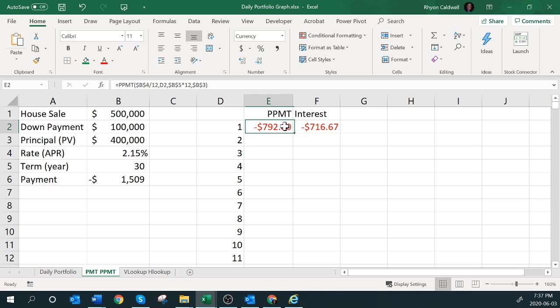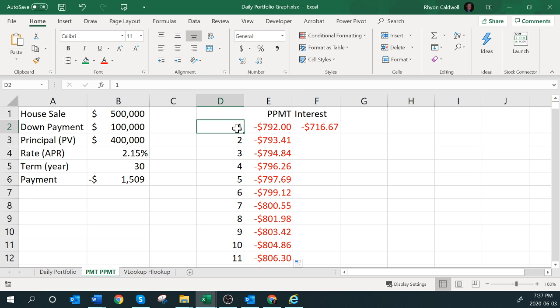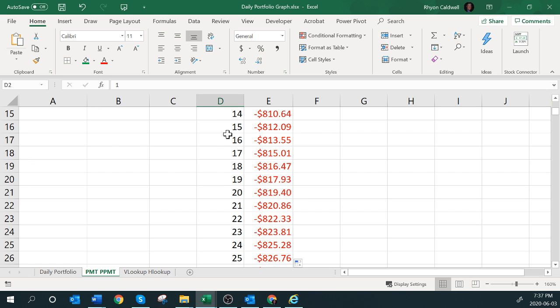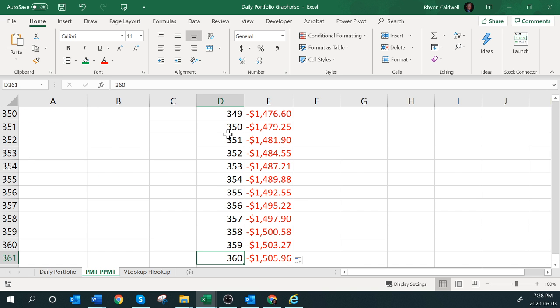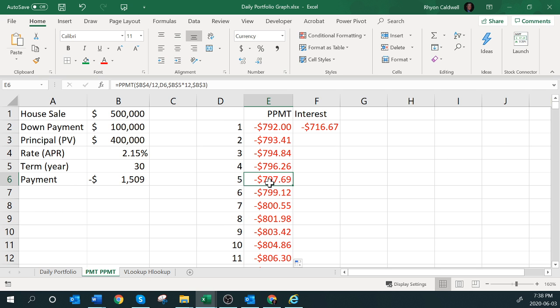All right, what's kind of neat about this is now that I've got this one done, I can just double click on this right here. What I've done over here is put down numbers for each month in the 30 years. So 12 times 30 is a total of 360. If you go down to the bottom of the PPMT, that equals how much principal is going towards your payment at the last payment. So it's 1505.96. Go back up to the top here, and it's 1509.56. There it is. Yeah, so it's right down to the penny.